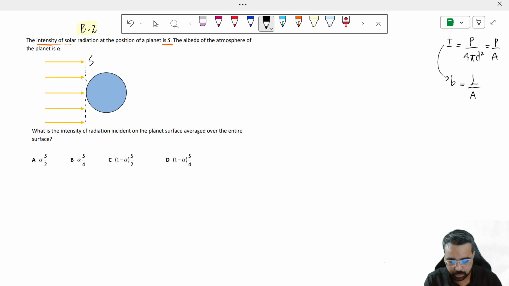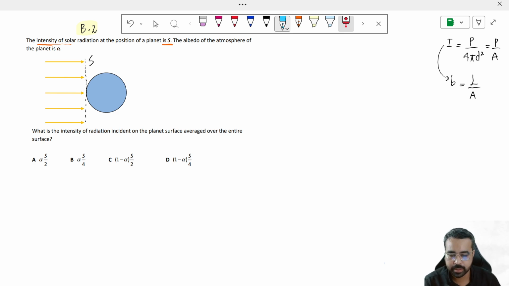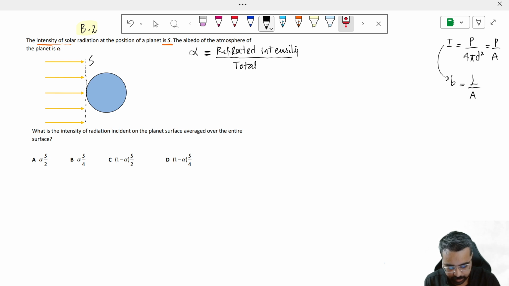So let's return to the question. This planet has a value of albedo, that is alpha. Now, when this light reaches the planet's position, obviously not all of the light will be absorbed. Some light will be reflected. So how much light will be reflected? According to the definition of albedo, it is the ratio of the reflected light intensity divided by the total intensity of the incident light. The total incident light intensity is S.